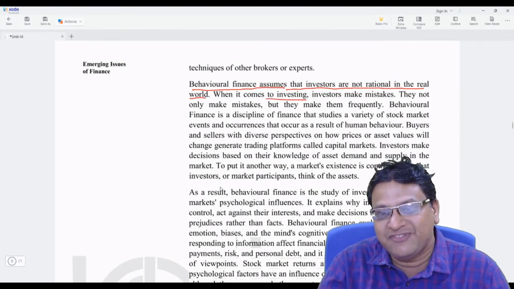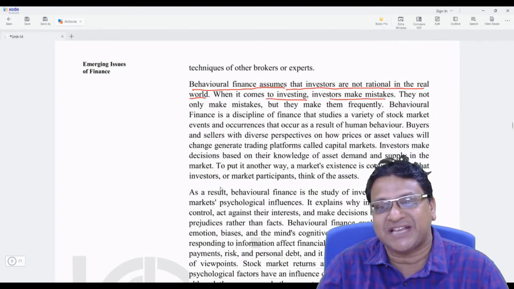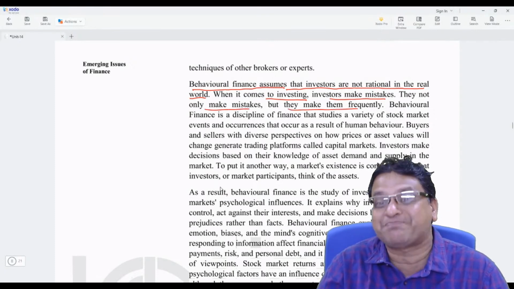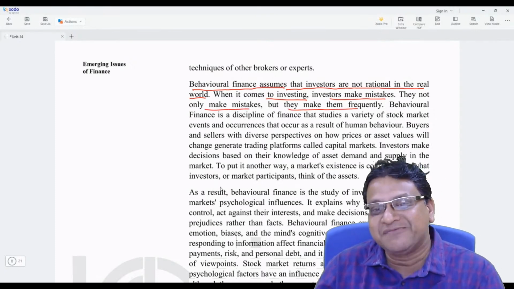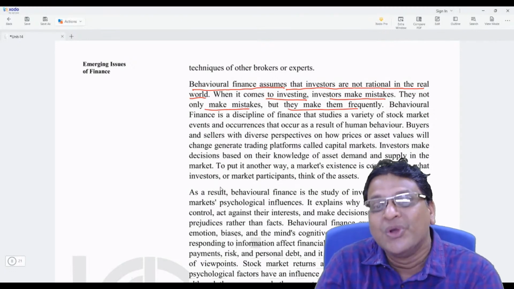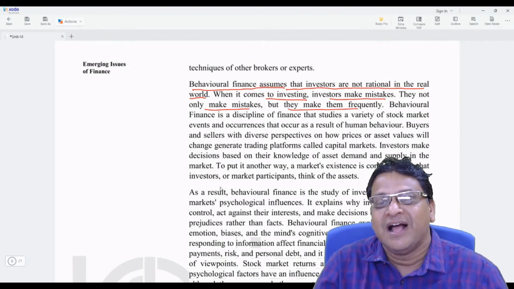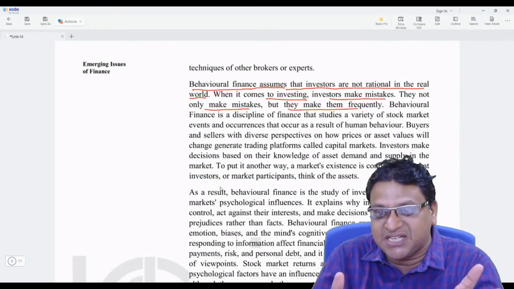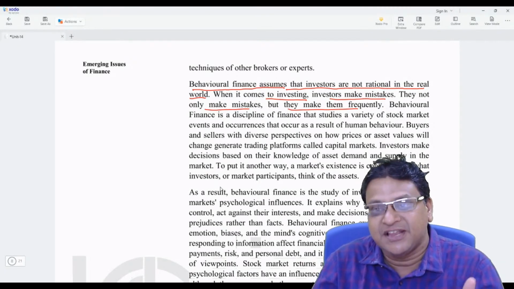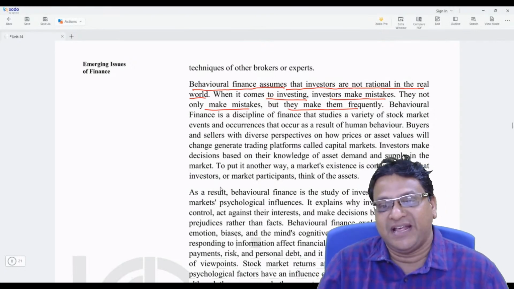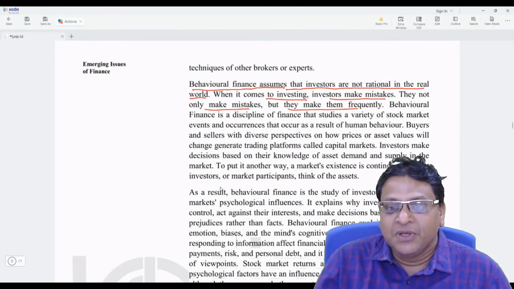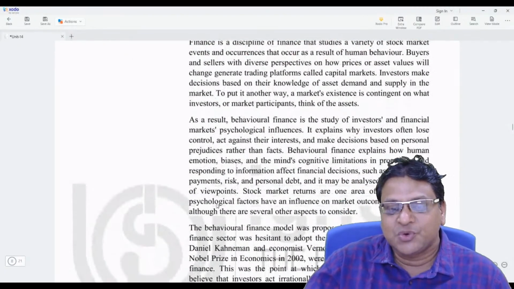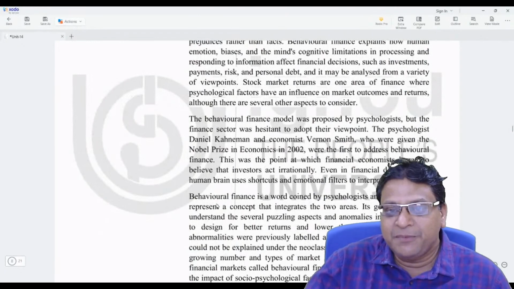When it comes to investing, investors make mistakes. They not only make mistakes, but they make them frequently. That means investors frequently show irrational behavior. On the basis of this assumption, a new discipline of finance has emerged. That finance is known as behavioral finance. So we have discussed behavioral finance.